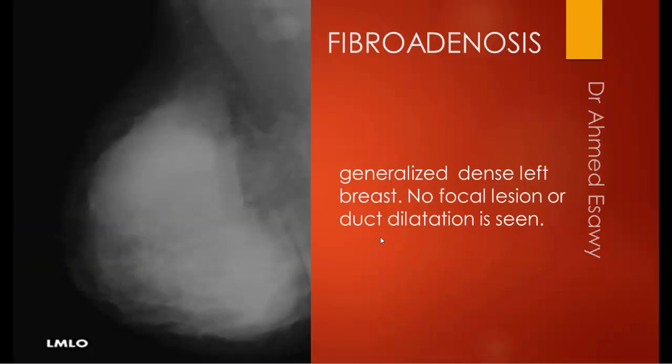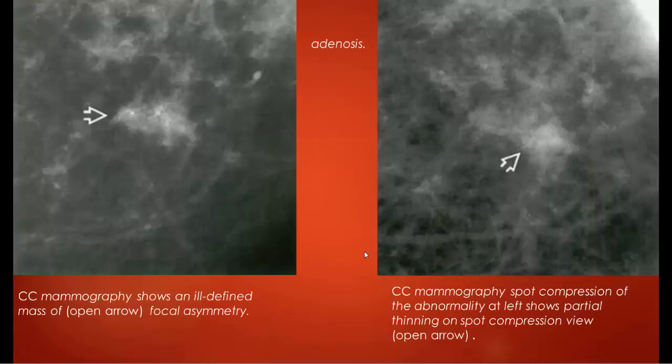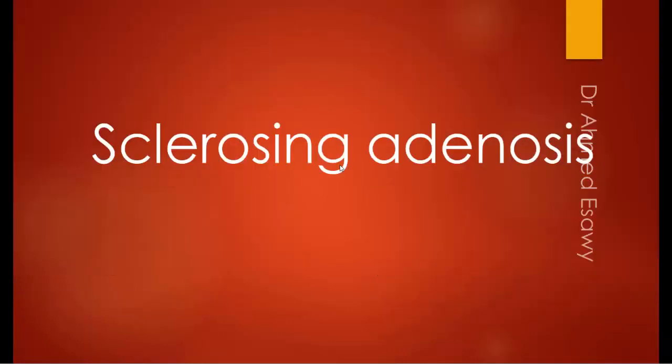Mammography in fibroadenosis, simple fibroadenosis, shows generalized dense left breast, no focal lesion or ductal dilatation seen. This CC mammography shows ill-defined mass with focal asymmetry and calcification. Spot mammography of the abnormality in the left breast shows partial thinning on spot compression, a case of simple adenosis.